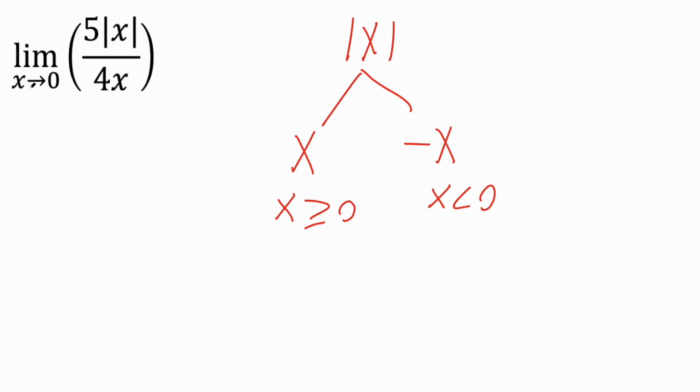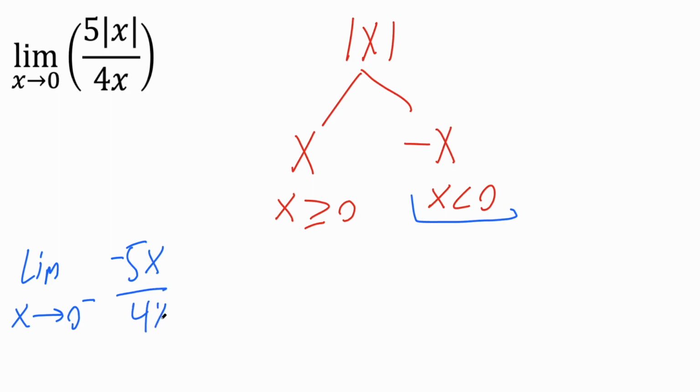Now we have the limit as x approaches 0, so we have to consider as x approaches 0 from the left and as x approaches 0 from the right. And I'll show what I mean by that. So we're going to split it up. The limit as x approaches 0 from the left for 5. Now it's saying 0 from the left. That means I'm using this piece right here. That means I'm going to be using negative x. So I have negative 5x divided by 4x.